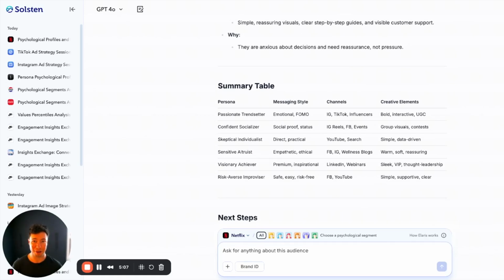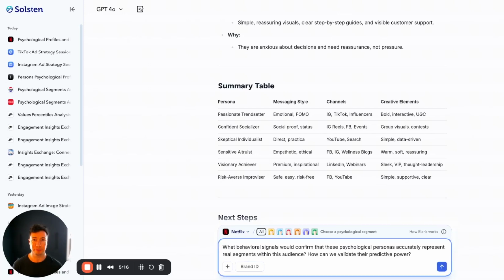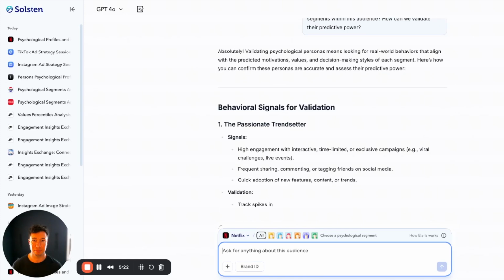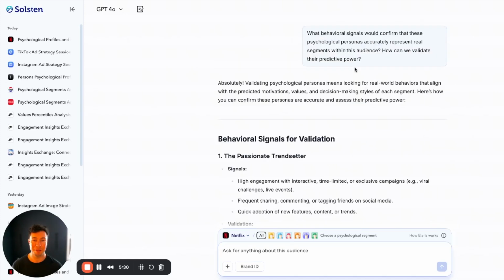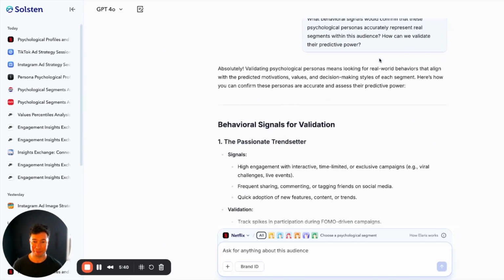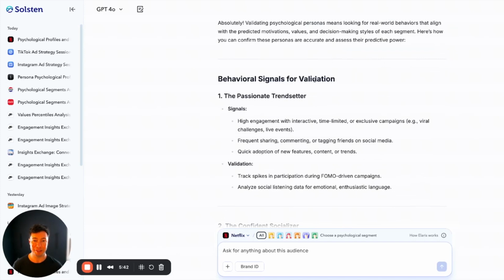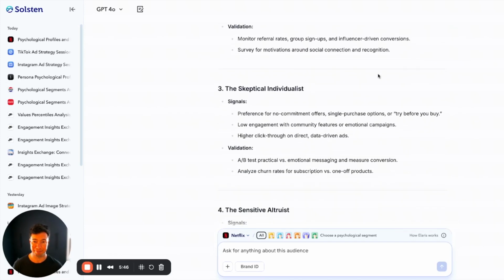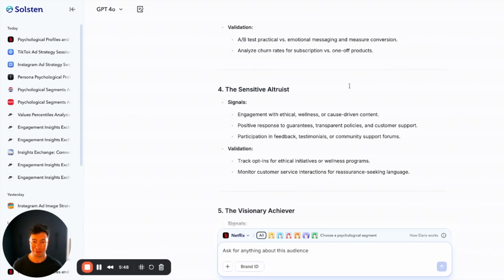The final step is to validate this against real data. So we're going to use this prompt to do that. You can see the prompt I used was what behavioral signals would confirm that these psychological personas accurately represent real segments within this audience, and how can we validate their predictive power? So it tells you the behavioral signals for validation for each psychological segment, the signals and the validation.